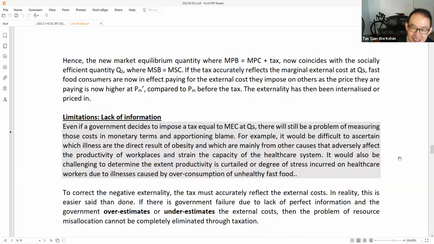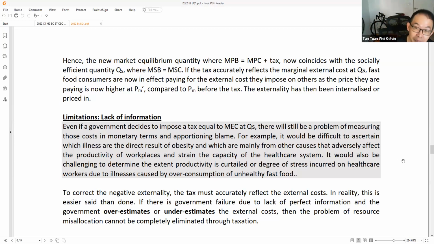Can you see this? There are many of us who, even when we eat fast food, rarely fall sick. So you cannot really say that because of the MEC, I fall sick from eating fast food, I impose the cost on my colleagues, therefore I tax all the fast food. What if there are some healthy workers? They can eat all the fast food they want, but they never fall sick. Then if they have to pay the tax for eating the fast food, that's clearly overtaxing.